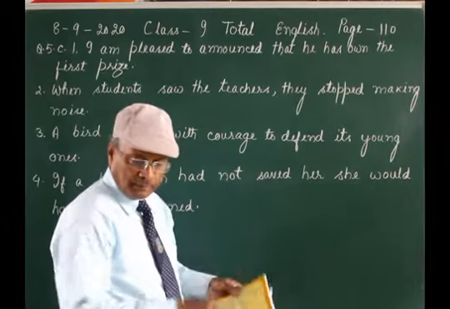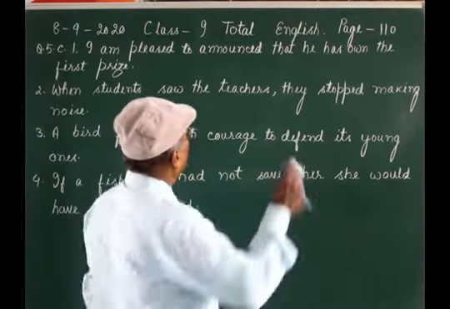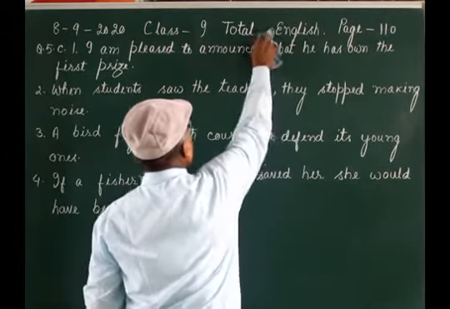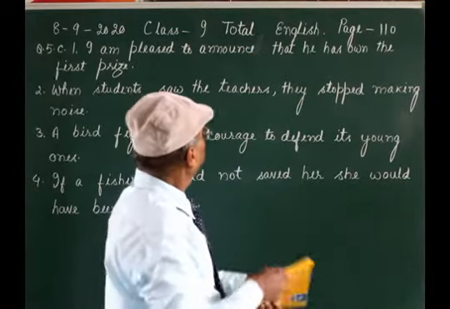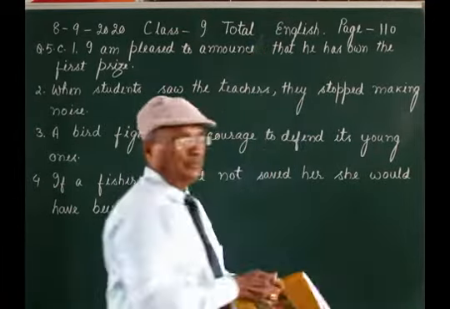Now see here, page number 110, and you have to read the instruction. Join the following sentences to make one complete sentence without using and, but or so. See, first one you have: he has won the first prize. I am pleased to announce it. Now see, you have to combine like this: I am pleased to announce that he has won the first prize.